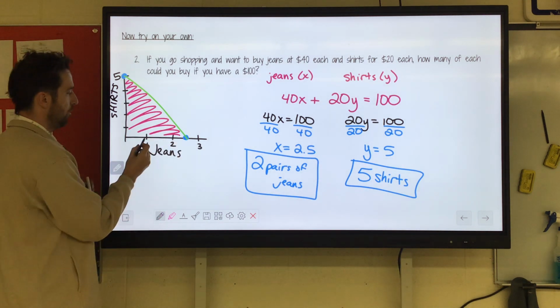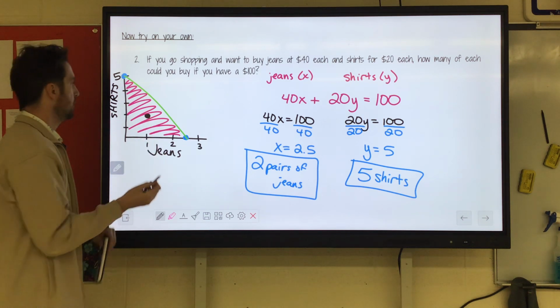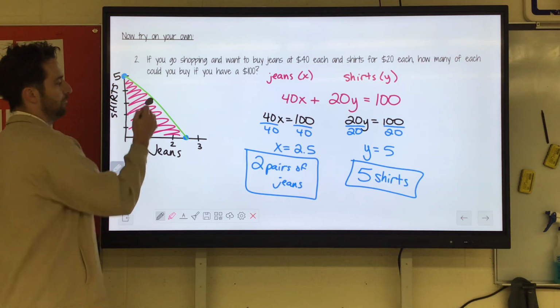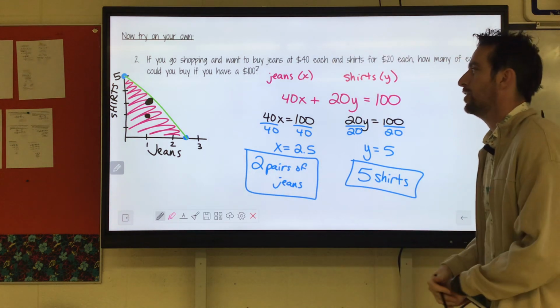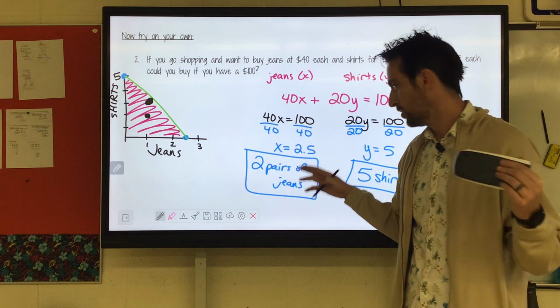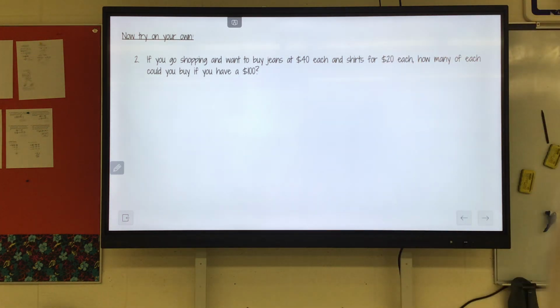So you could get 1 pair of jeans and 2 shirts if you want. That falls in there. You can get 1 pair of jeans and 3 shirts. That would actually be right on the line. My line was just imperfect. But that's a cool thing about these application problems. If you were to graph it, it shows you all the combinations. That might be the last slide. Fun. We're done.